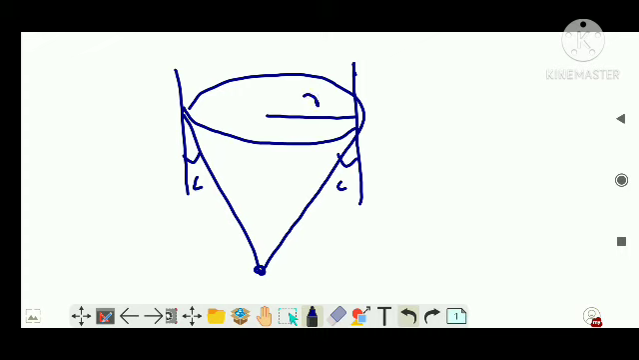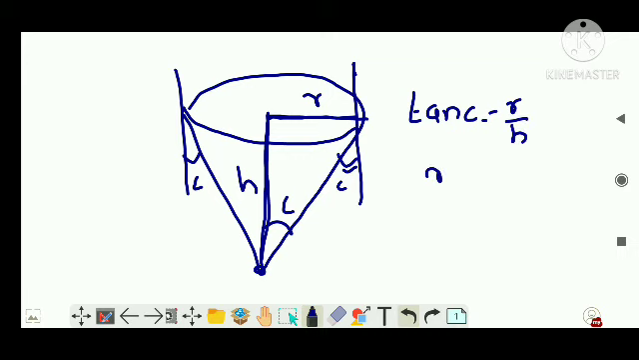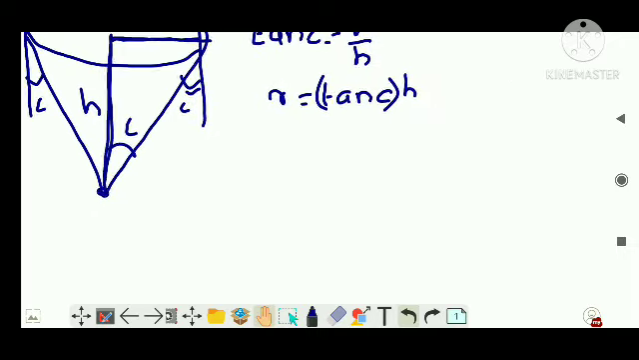Let's say this conical shape's radius is r. This conical shape's height is h. If this angle is critical angle C, then obviously this angle will also be C. This much clear, right? Now, we know this by looking at this triangle. What is tan C? Tan C is equal to r by h, or I can write r is equal to tan C into h, right? Clear? Now, let us make a triangle, guys.